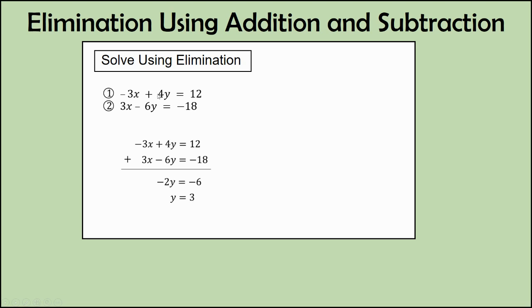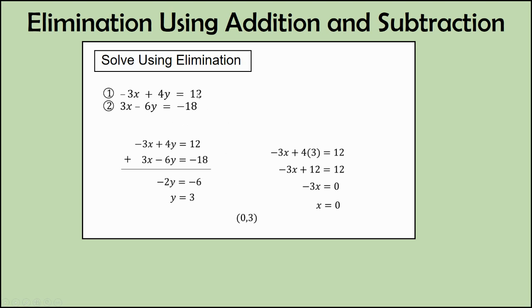It's 3. I go back up here, pick either equation. Okay, I picked equation 1. I substituted 3 in place of y in equation 1. Solve it. Negative 3x plus 12 equals 12. Subtract 12 from both sides, you get 0. Divide 0 by negative 3, you get 0. So the ordered pair is (0, 3). If you want to see if you're right, put 0 in place of x, 3 in place of y, and you're going to see that it makes both the equations true.